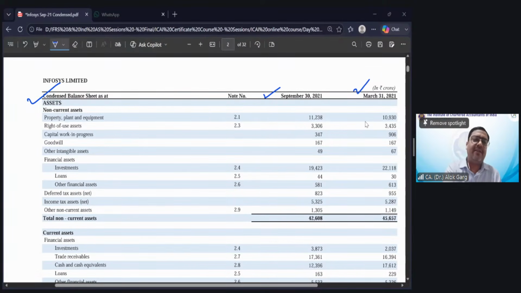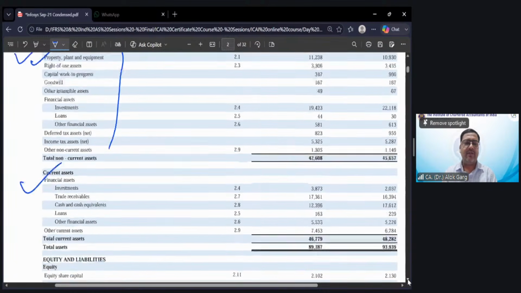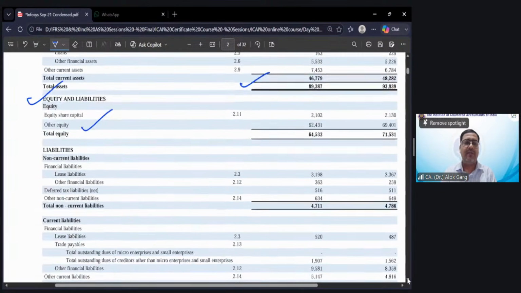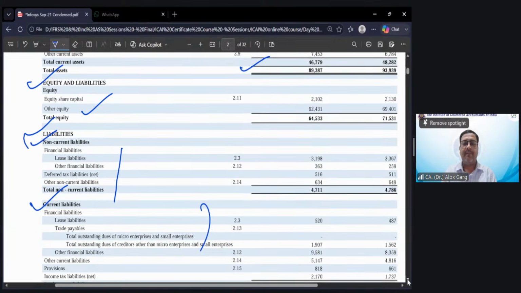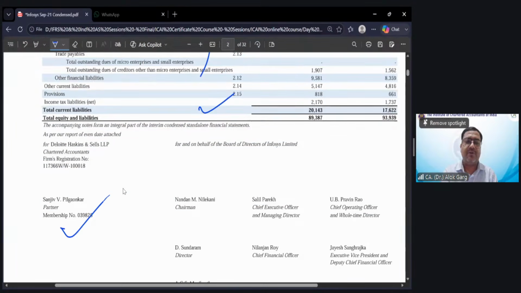So assets are there, non-current assets, all the non-current assets, all the current assets, then total assets, then equity and liability, then equity share capital, other equity, total equity, liability, non-current liability, all the non-current liabilities, current liability, all the current liabilities, okay? So then there is a total current liability. Total equity and liability. And then it is signed by a statutory auditor and the entire board of directors, okay?